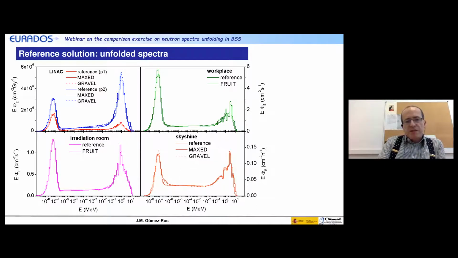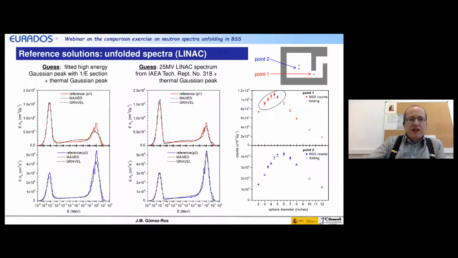There is only one thing that maybe it's interesting to mention: if we plot the case of the LINAC in more detail, one of the things that we can see is that in all the cases, the unfolded spectrum for point 2, which is the point that is at 1 meter from the isocenter, the solution is practically very accurate in all the cases. But for point 1, which is at the entrance of the maze, there are some discrepancies, in particular for the fast and the epithermal part of the spectrum.